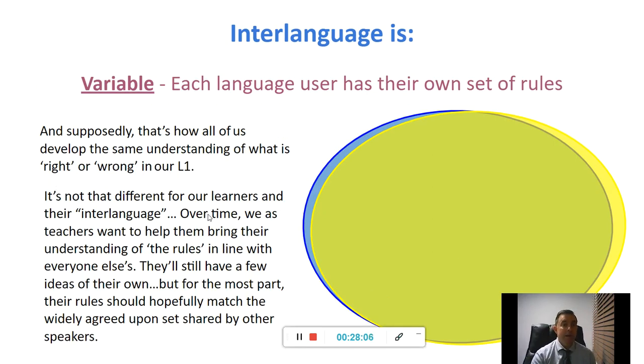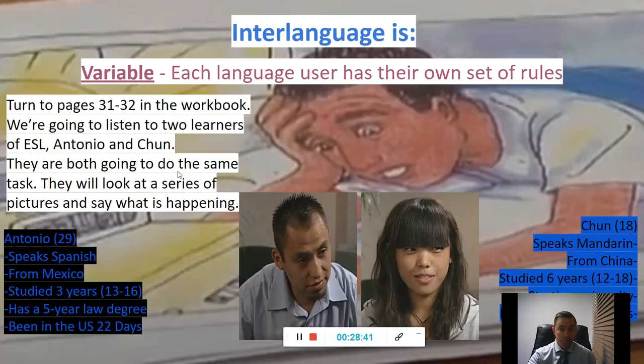And supposedly this is how all of us develop the same understanding of what's right or wrong in our L1. So it's not that different for our learners with their interlanguage, because over time we as teachers want to help them bring their understanding of the rules in line with everyone else's. In other words, we're trying to standardize them a little bit for their success. They'll still have some ideas of their own, but for the most part the rules will hopefully line up and agree with the ones that most speakers are using. So interlanguage is variable, right?